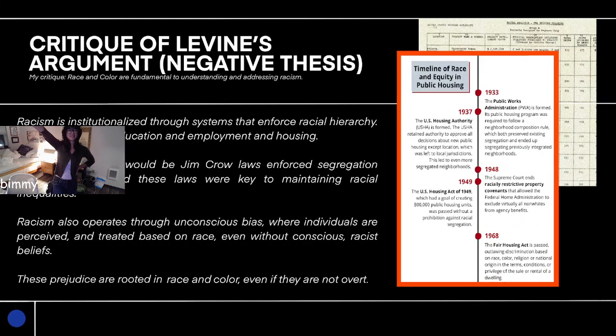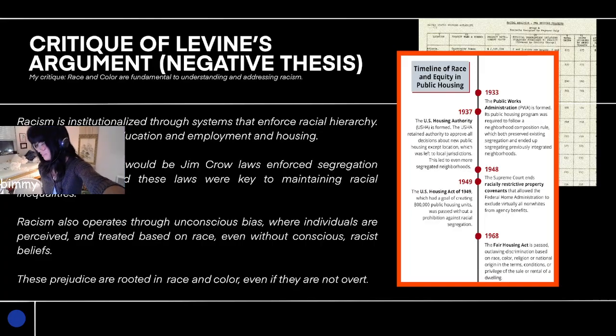This is my critique of Levine's argument, my negative thesis, if you will. Levine overlooks how deeply race and color are embedded in individuals and societal structures. They're crucial because they are the tools by which systems of oppression are justified and perpetuated on both a subconscious and unconscious level. There are two reasons to believe this.